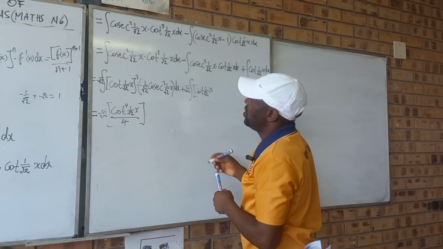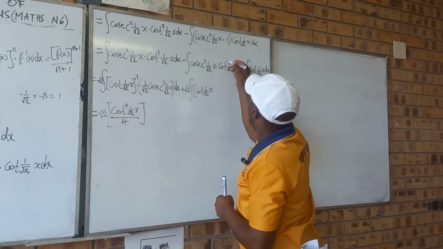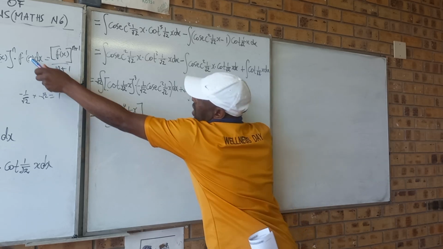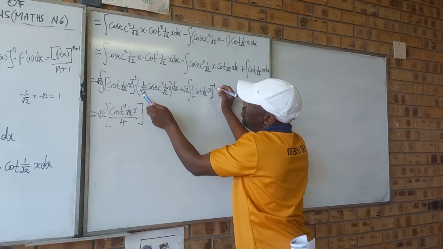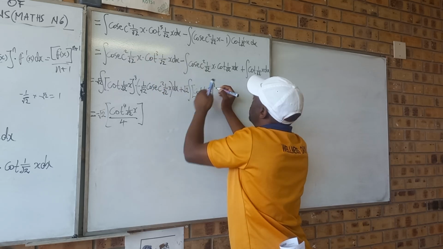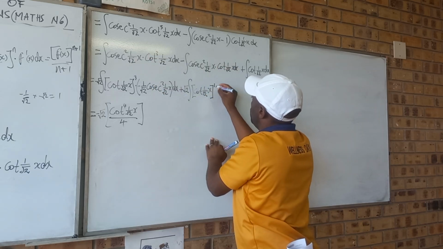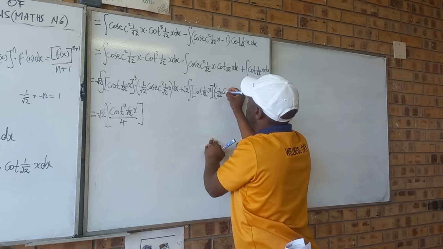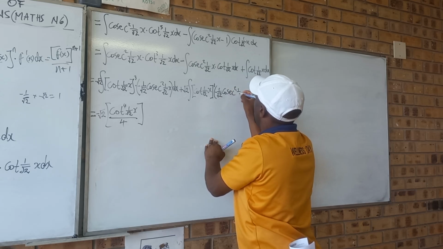So that cot, the power will now be a 1 because the power of cot here is a 1. Since we need to know what will take the place of our n. Our n is always the power in the original cot. Here it was 3, here it is 1. Then I'll multiply this by negative 1 on root 2 cosine squared 1 on root 2x dx.